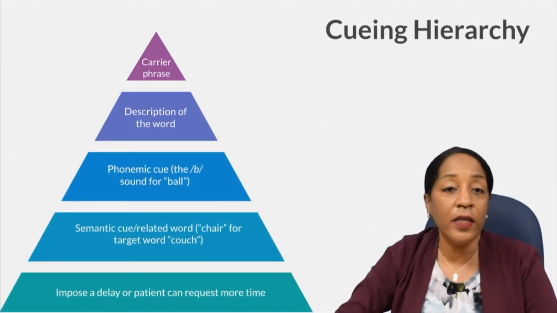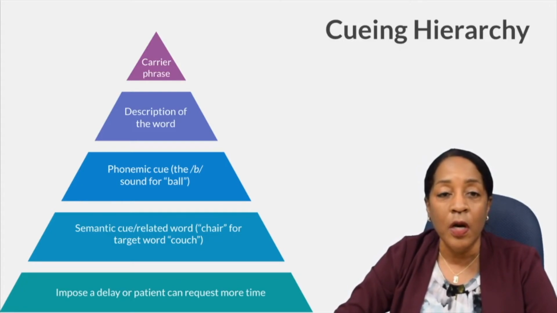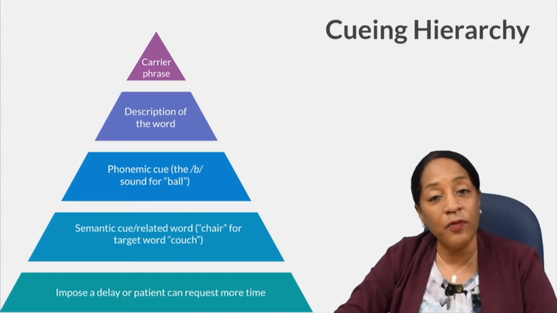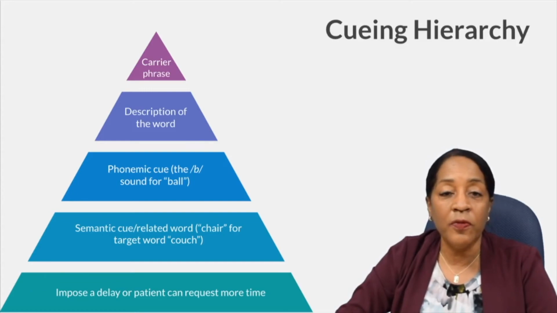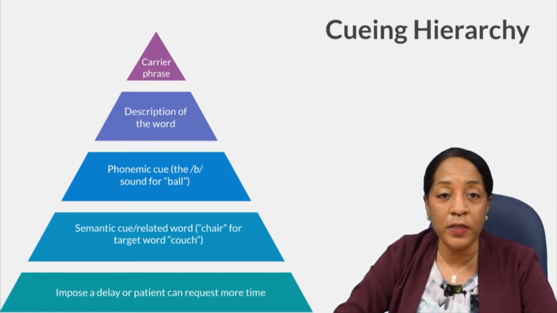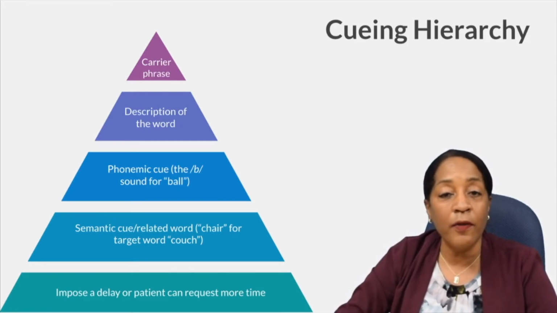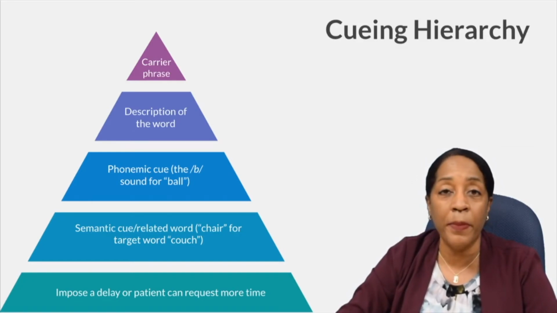So a cueing hierarchy is also very important in therapy. Think about how you're cueing a patient, and doing it consistently is helpful for modeling for them how to think through finding a word when you're not there. So first you want to impose a delay or have the patient request more time. You can provide a semantic cue related to the word you're trying to get them to remember. So you can say chair for the target word couch, for example. You can provide a phonemic cue after that using the beginning sound of the word you're trying to say. So something like ba for ball.